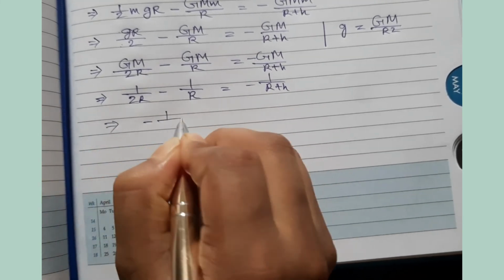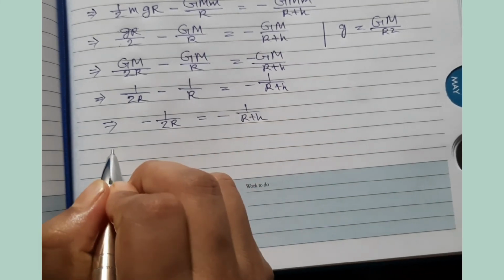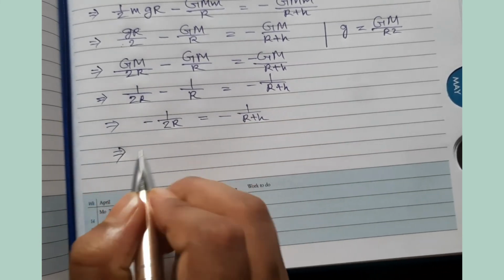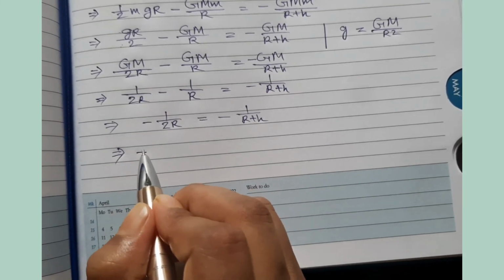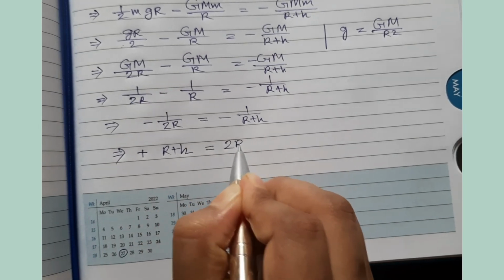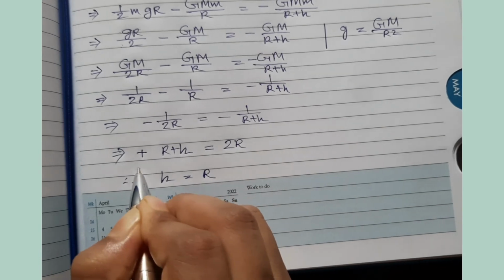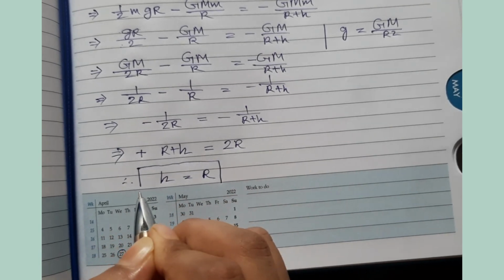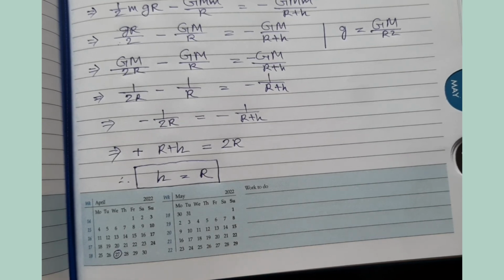So, we can write 1 by 2R minus 1 by R equals minus 1 by R plus h. So, minus 1 by 2R equals minus 1 by R plus h. We can write it as R plus h equals 2R. So, h is R. So, the maximum height attained by the particle is R. Okay. Thank you.